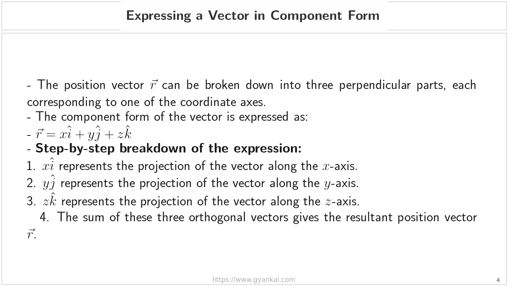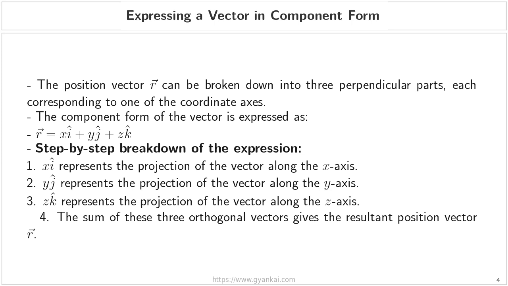First, the term x i hat represents the projection of our vector along the x-axis. It tells us how far we move in the horizontal direction. Second, the term y j hat represents the projection along the y-axis, showing our movement along the second axis. Third, the term z k hat represents the projection along the z-axis, which accounts for our vertical movement or height.